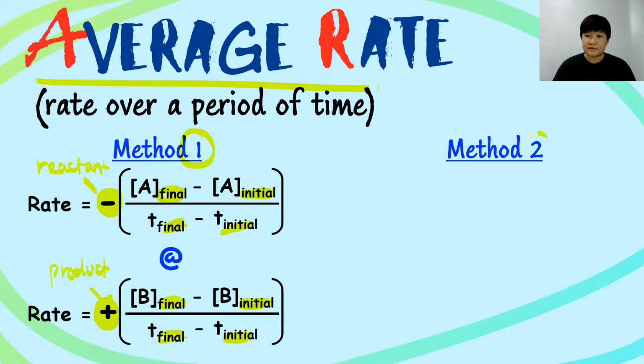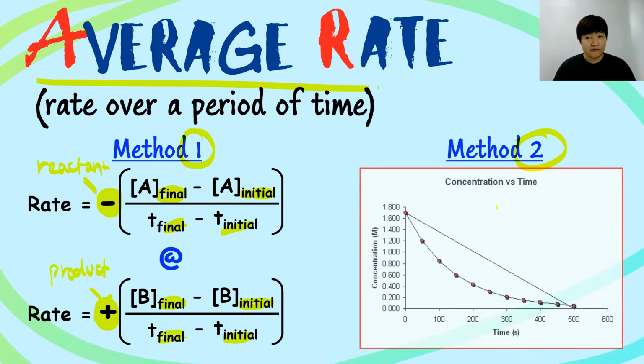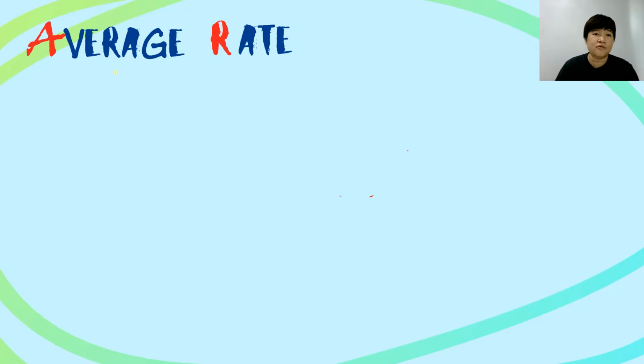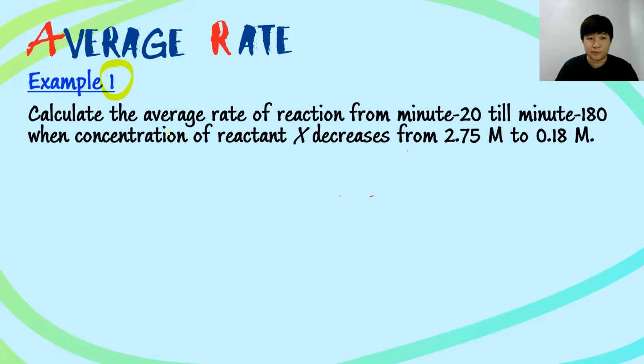While the second method is by using a graph. What graph? Concentration versus time curve. We are going to plot a graph and use the values plotted from concentration versus time, and we are going to calculate the average rate over a particular time, depending on the question. So don't worry, we have an example for that. And example 1 of average rate is given as below.